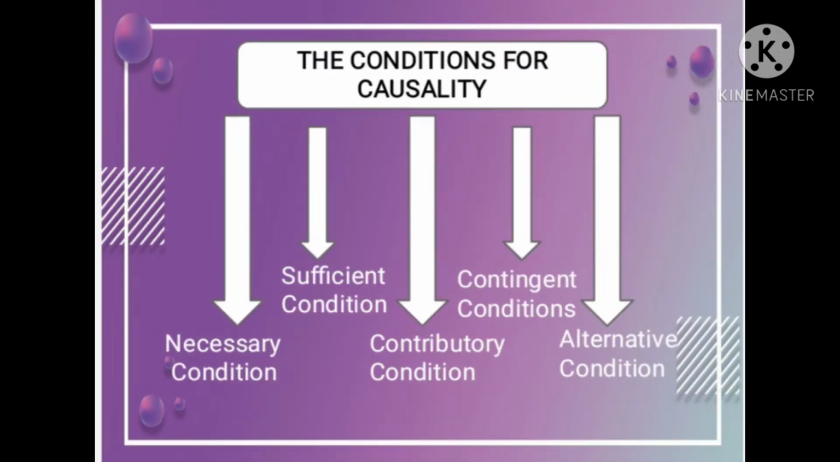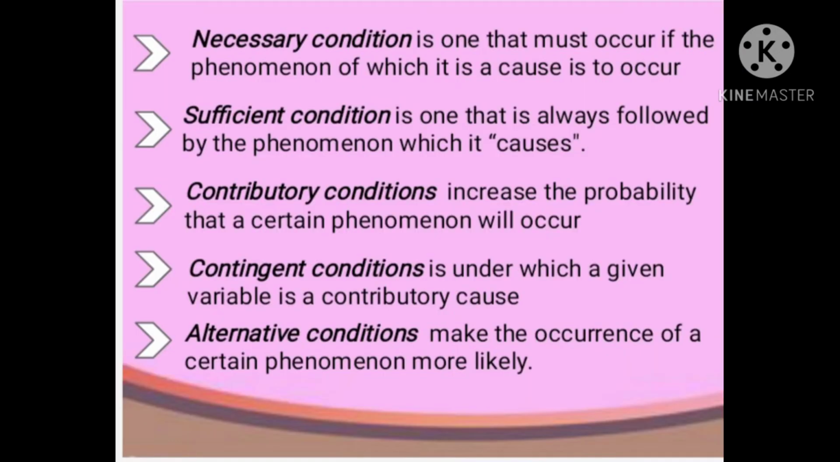Next, we have here the conditions for causality. First, we have the necessary condition. Next, the sufficient condition. Next, we have the contributory condition. And we have also the contingent conditions. And lastly, we have the alternative condition. So let's have first the necessary condition.